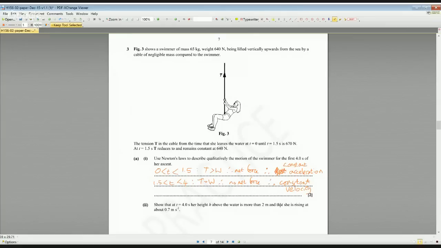Just saying constant acceleration, then constant velocity, is actually enough to get you the marks. Although you should note the question says to use Newton's laws to describe it, so we can relate these to Newton's laws. Force being proportional to acceleration, well, that is Newton's second law. And the idea that an object moves at a constant velocity unless there's a force acting on it, that's an example of Newton's first. You could include those details as well.